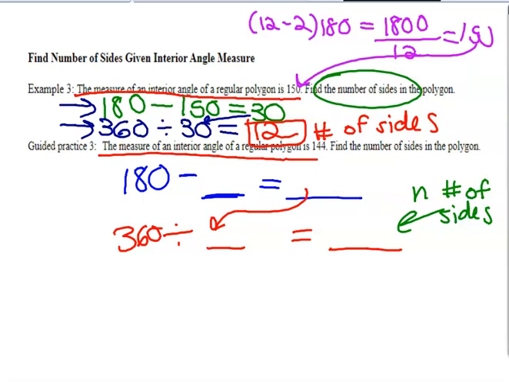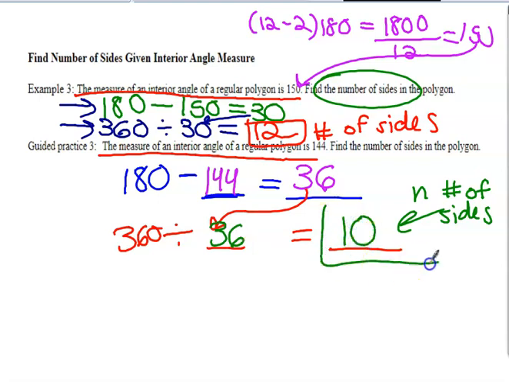Okay, so let's plug it in. So 180 minus 144, plug that into your calculator. Again, you should be practicing on your calculator, so you're solving these steps. Okay, then I take the 36 and I divide it into 360. And for this one, that's pretty easy because it becomes 10. Perfect. So 10 is the number of sides. And there we go.